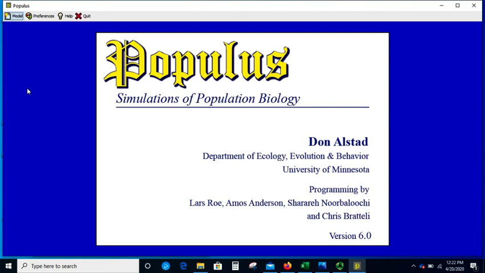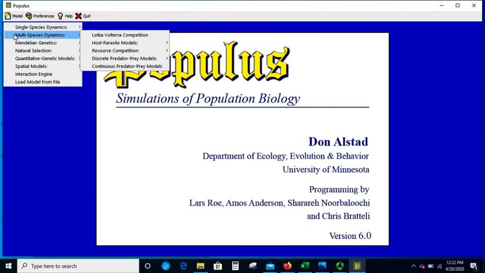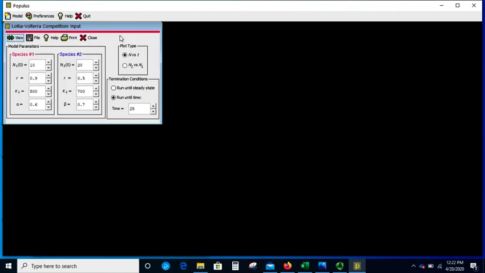I'm going to go through the models for this week's lab using the software Populous. You want to choose multi-species dynamics and then Lotka Volterra competition. Change the settings to match those that are in your lab. So I'm going to start off with scenario A.